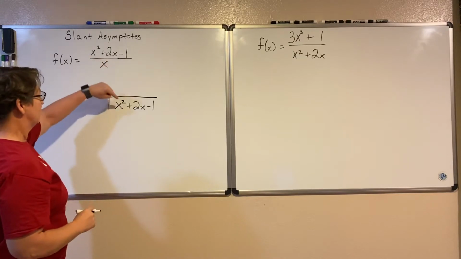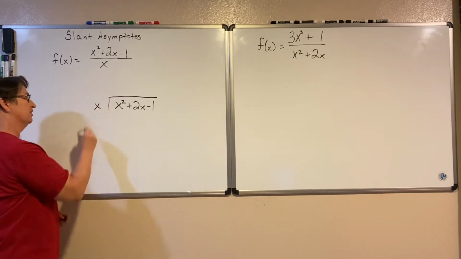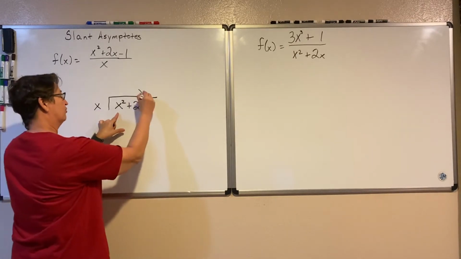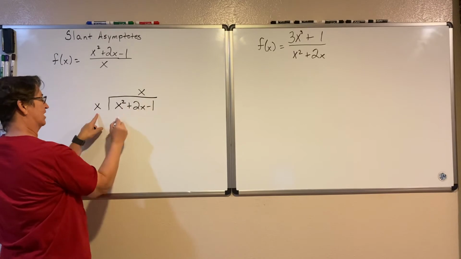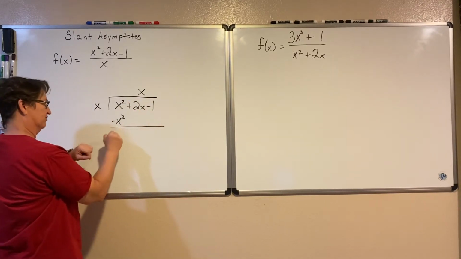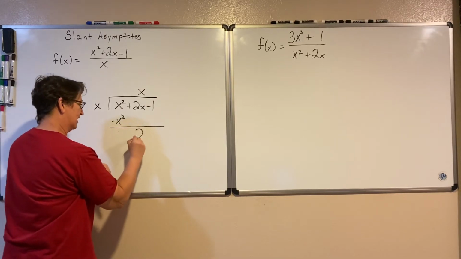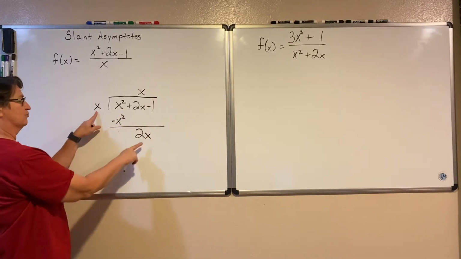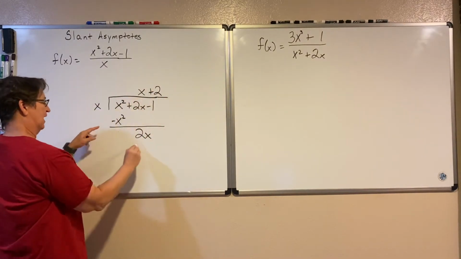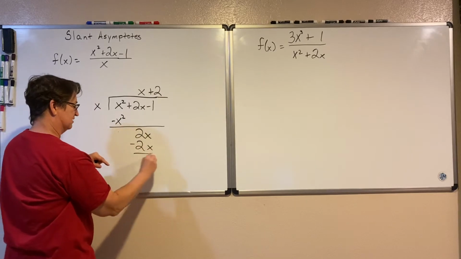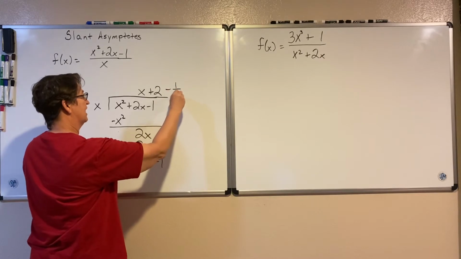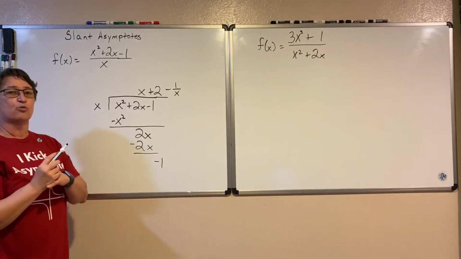So I'm just going to take my numerator and divide it by my denominator. So x times what gives me x squared? Well, that would be x. So x times x gives me x squared. I subtract, and I'm left with a 0 there. Bring down my 2x. X times what gives me 2x? It's plus 2. Multiply, you get 2x. Subtract, and that's 0. Bring down your negative 1. So there's a negative 1 over x, which is your remainder.